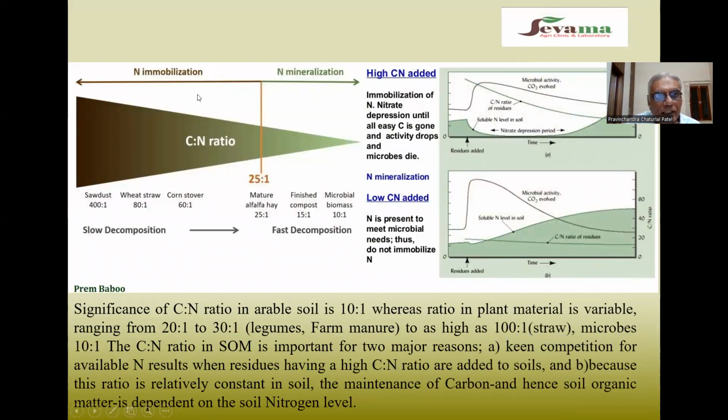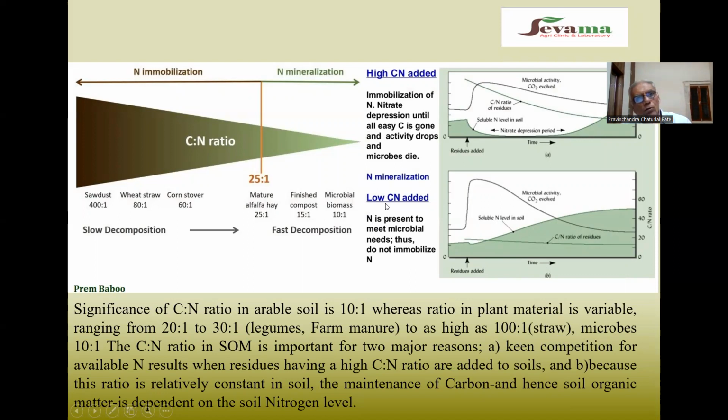So here you can see nitrogen immobilization and nitrogen mineralization. 25:1 is an ideal CN ratio. High CN added causes immobilization of nitrogen, with nitrate depression until all the carbon is gone, activity drops and microbes die. With nitrogen mineralization, low CN ratio is added. Legume crops have a low CN ratio, so nitrogen is present to meet the microbial need and thus does not get immobilized.